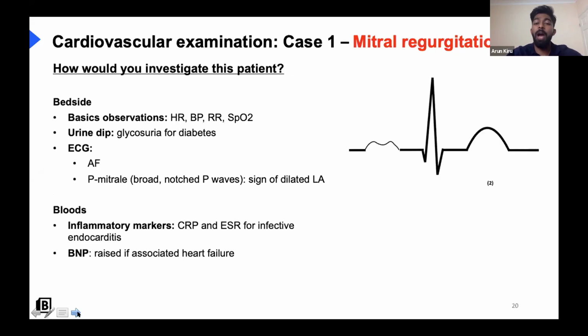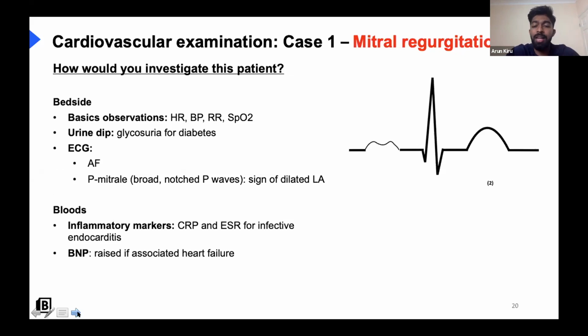Okay. How would you investigate this patient? Once again, we always try and classify these into bedside, bloods, imaging, and special tests. One or two from each is absolutely fine. We've given you more here because you might not remember all of them, but you still give a really good answer.